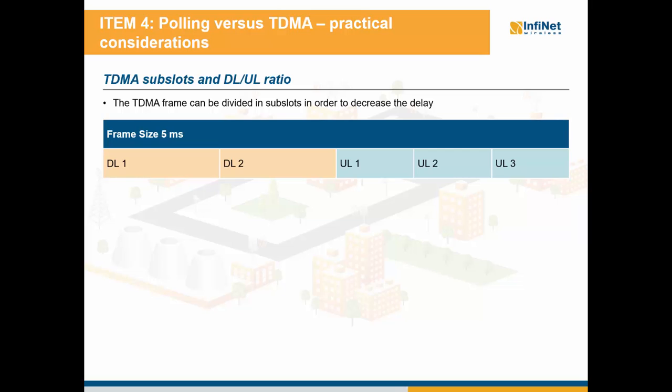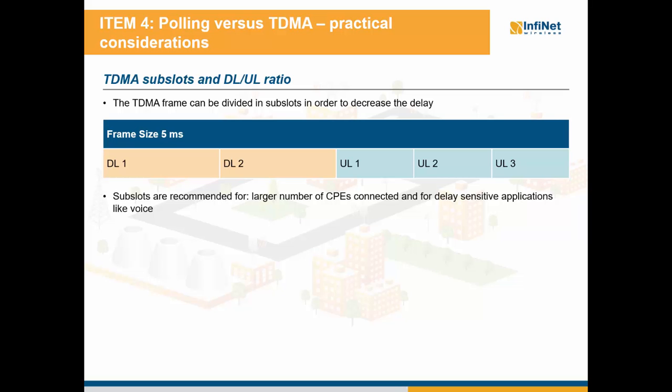We can see in this picture how a 5 millisecond frame is divided into 2 downlink slots and 3 uplink slots, each slot being allocated to different subscriber units. The delay in uplink will be 3 times lower and in downlink 2 times lower. The subslot division is recommended when a large number of CPEs are linked to the base station. Also, it is recommended to use subslots in the case of delay-sensitive applications like voice.